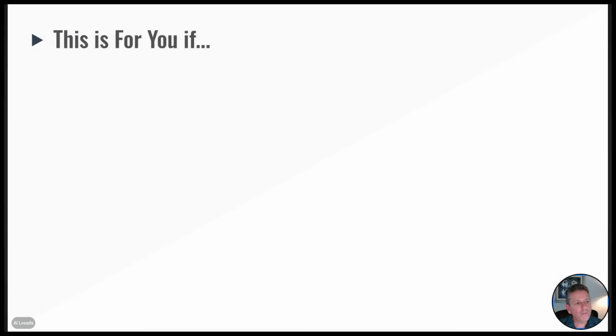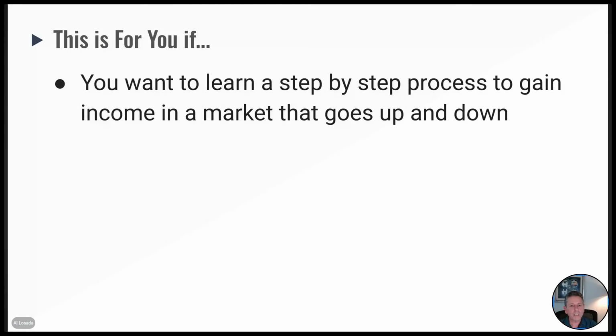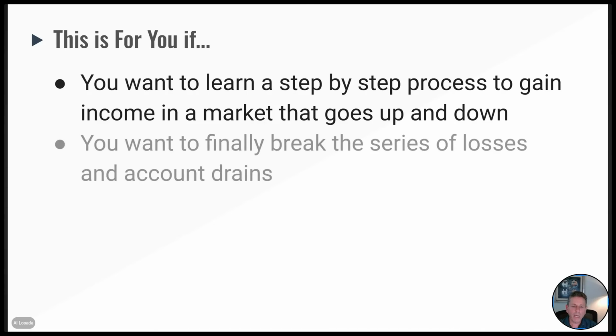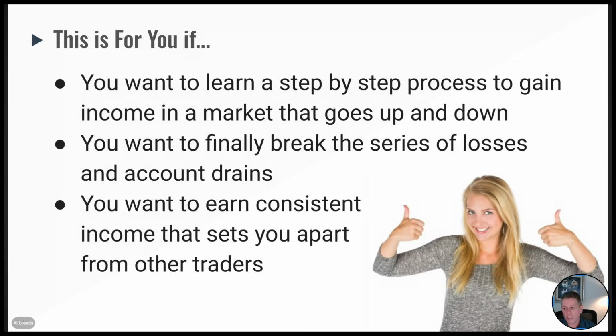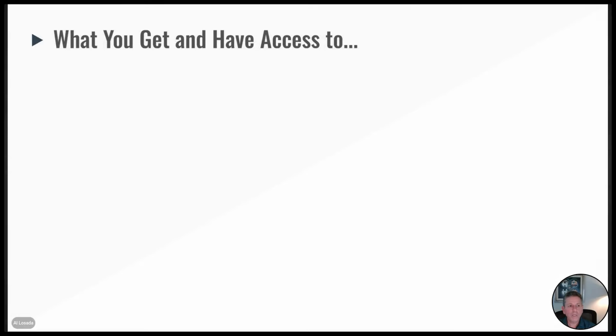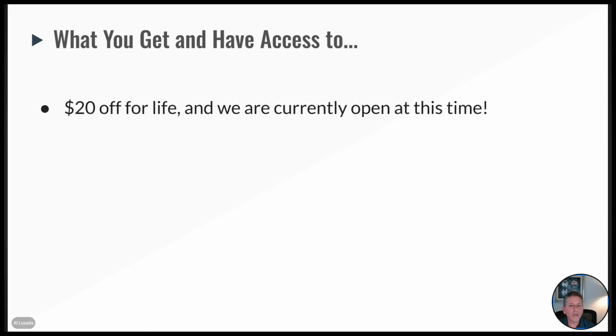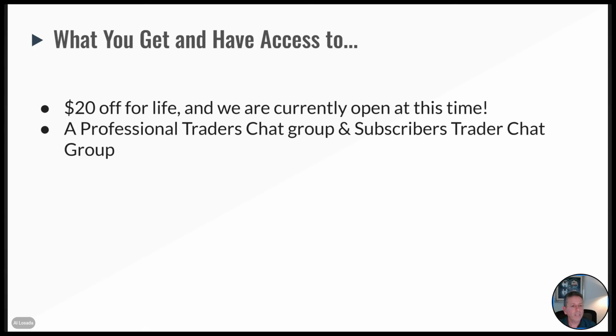If this is for you, if you want to learn a step-by-step strategy that gives you income that goes up and down, if you want to finally break the series of losses and account drains, this is for you. This can allow you to make consistent returns over and over again. You have $20 off for life, and we are currently open. By next weekend, we will be closed, and then you have to wait 3 months.